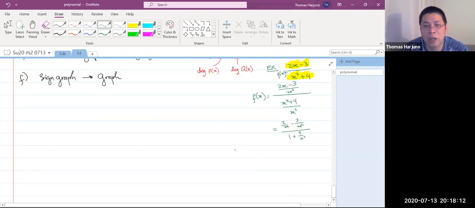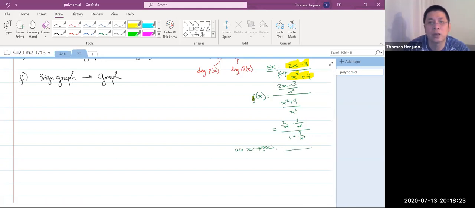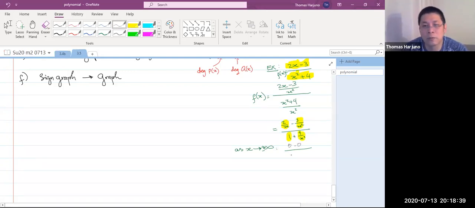Now, as x goes to infinity and negative infinity, you will see that the top will be 0. 2 over something very big is 0. 3 over something very big is also 0. This is already 1, and this is also 0. So 0 minus 0 over 1 plus 0, that will be 0 over 1, that's 0. Okay, that's how to find the horizontal asymptote.